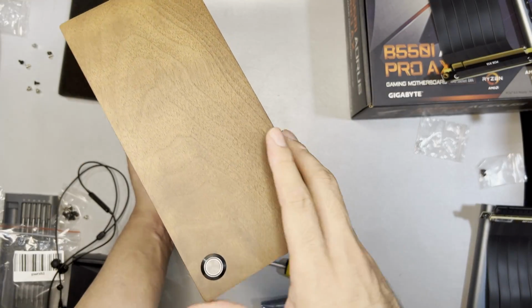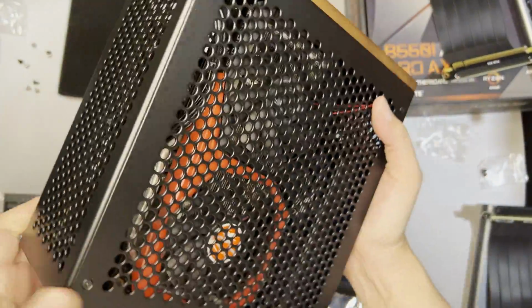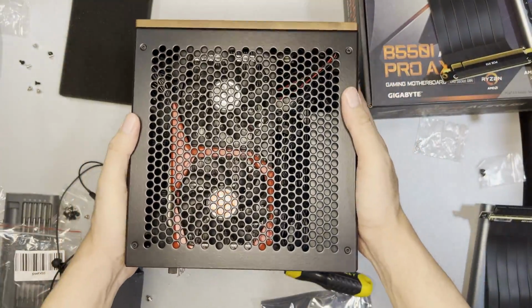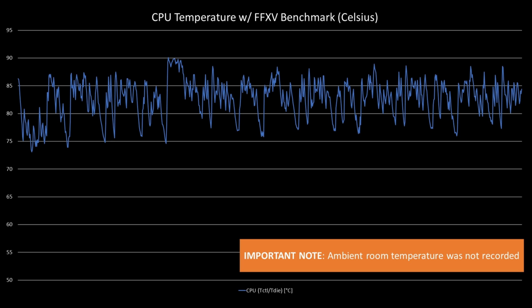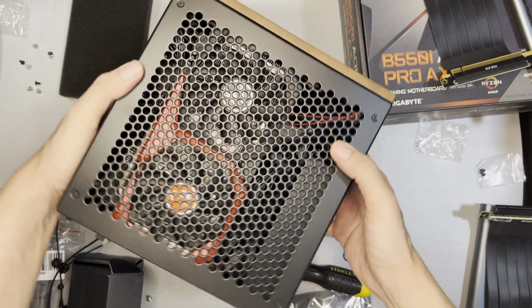Today will be a follow-up video on my Densium 4 Plus V2 build. So the issue in this build was the CPU thermal performance, which was very bad. In my opinion, it was above 80 degrees on average while gaming. So I thought that there might be some problems with it.